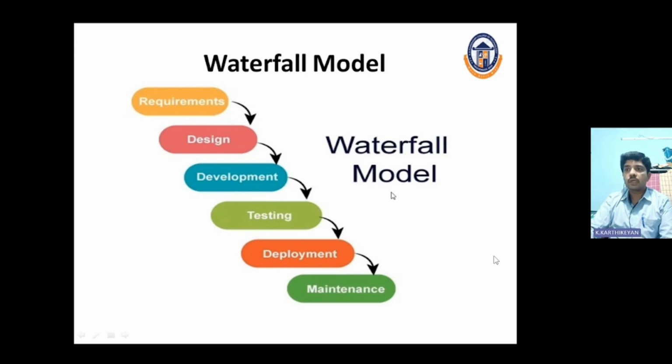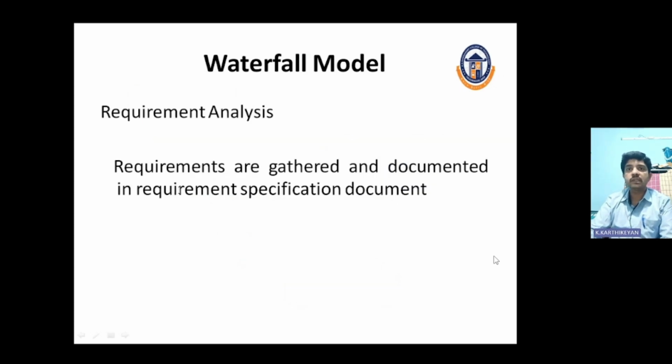So the first one is requirement analysis. What do we mean by requirement analysis? Here, requirements are gathered and documented in a requirement specification document, also known as the software requirement specification. All the collected information will be stored in the software requirement specification document, which is maintained as a document. Suppose I say to the person, I want all this specification, I need the output like this, I want the product like this, and I am going to run an application like this.